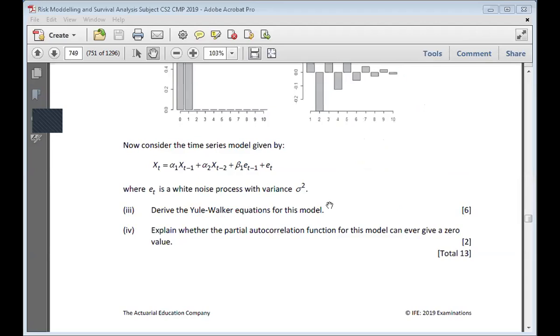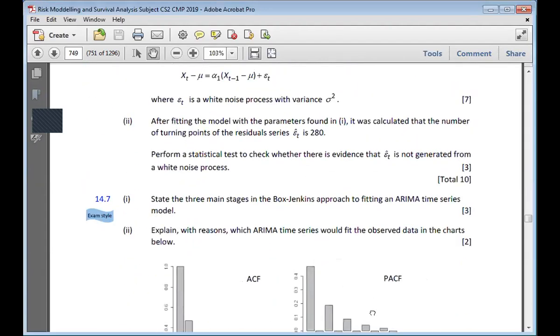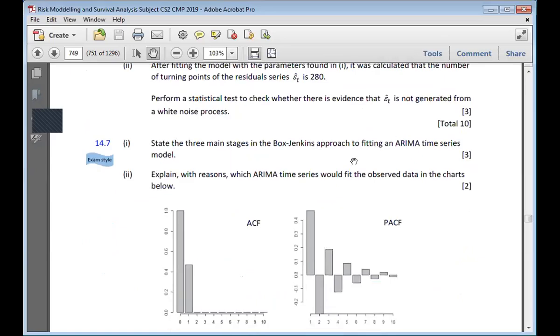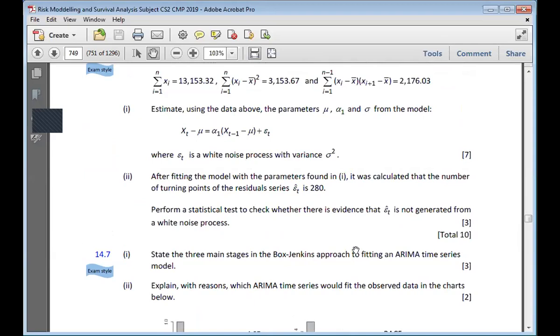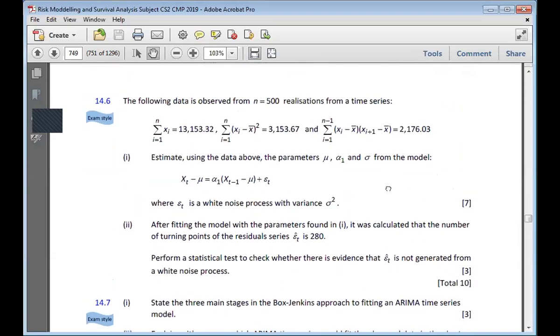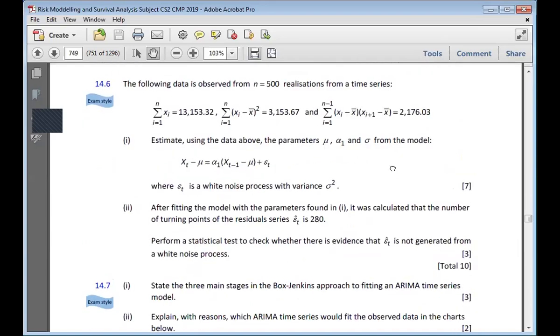And so they have just asked you to derive the Yule-Walker equations for this model here, and then explain whether this is going to be a 0 or not. So I think this is okay. And again, state the 3 main stages in the Box-Jenkins approach to fitting an ARIMA time series. I think you all must already be aware of these 3 main stages, and this is just theoretical.